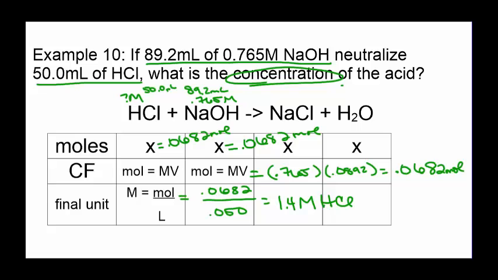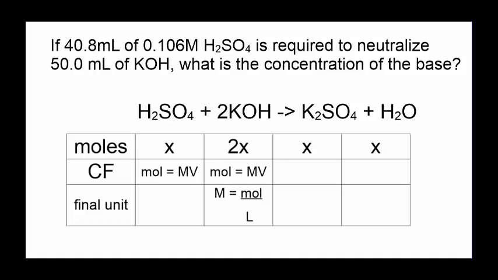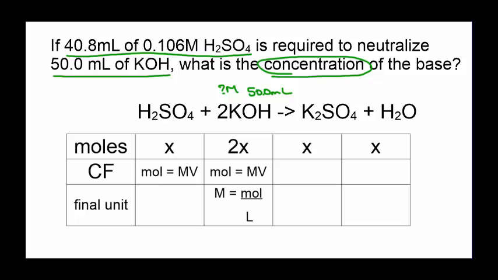Now let's look at what happens if we don't have this 1-to-1 ratio here. So in this problem we have 40.8 milliliters of 0.106 molar H2SO4 sulfuric acid. It's required to neutralize 50 milliliters of KOH. What's the concentration of the base? All right, so KOH is our base. We're looking for molarity if we have 50 milliliters, okay, and we have 40.8 milliliters of 0.106 molar H2SO4. So to get X here to solve for moles, we do have to use our molarity formula.